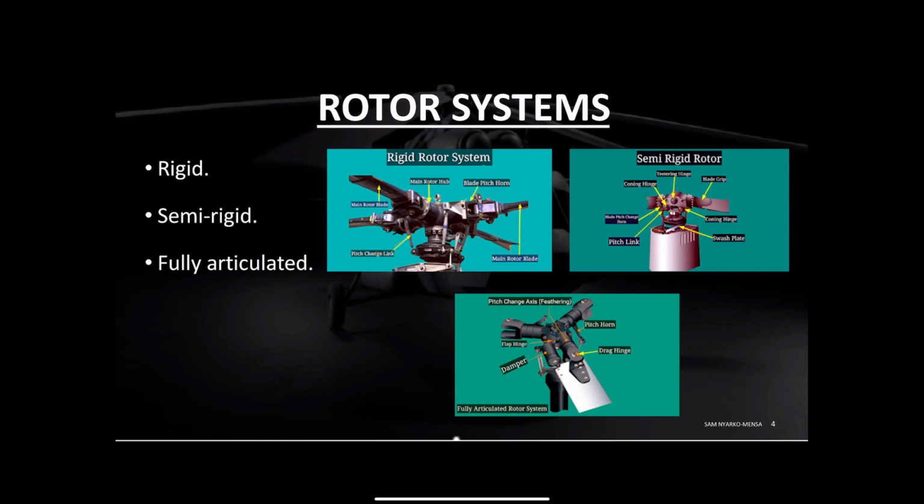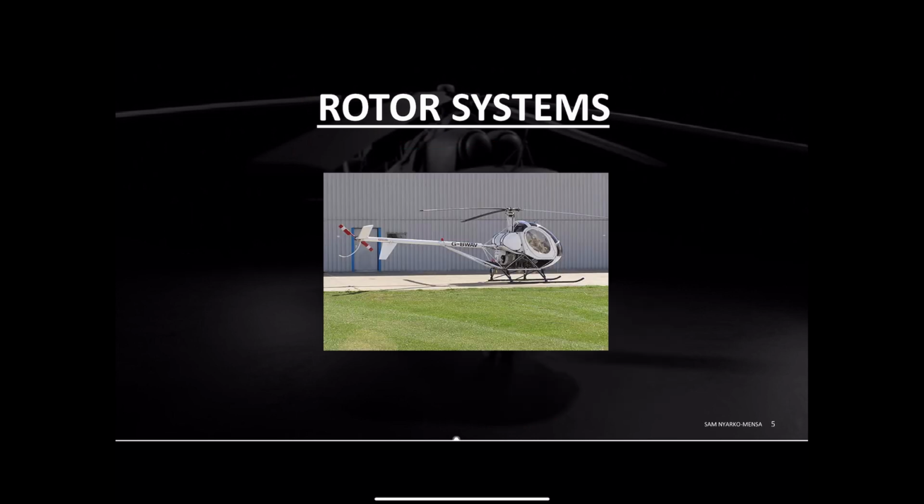Talking about rotor systems, we have 3 types: the rigid rotor system, the semi-rigid rotor system, and the fully articulated rotor system. We are going to explain this in the future. On your screen is a picture of a basic trainer helicopter, the S300. You can see this is the tail rotor system, and this is the main rotor system.